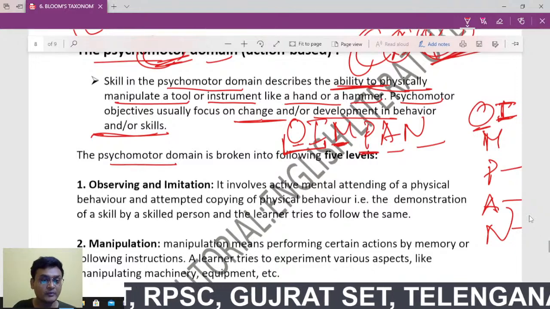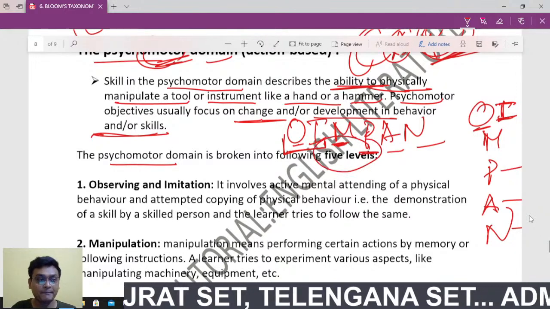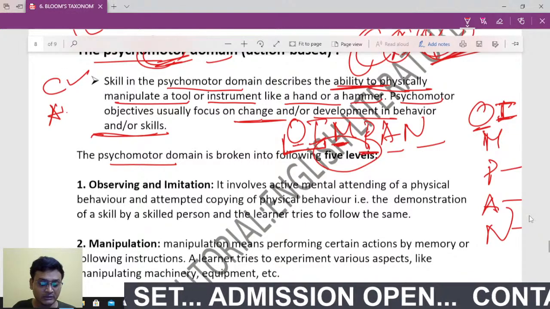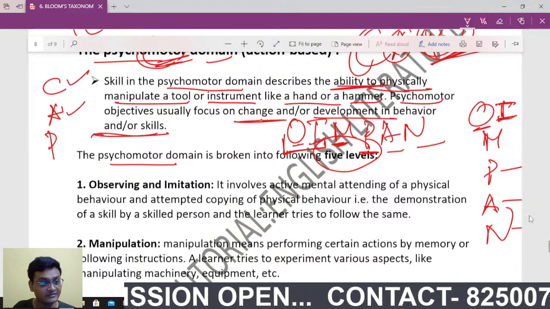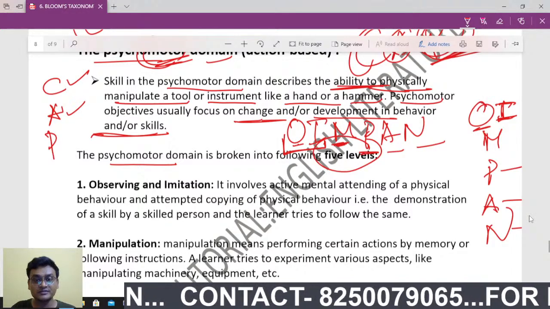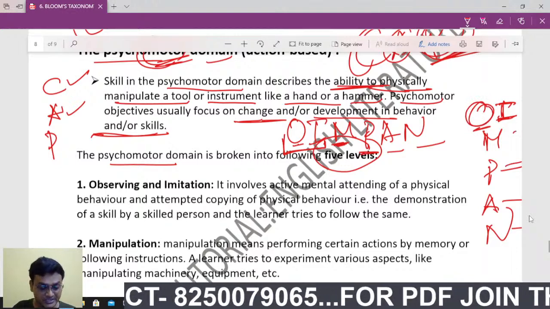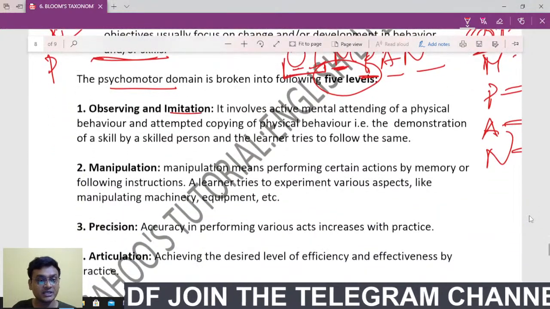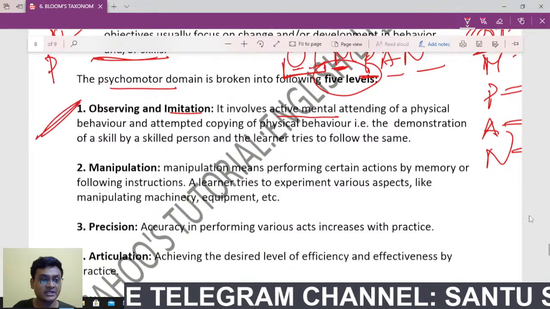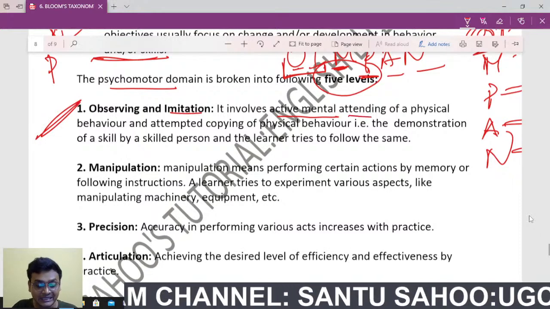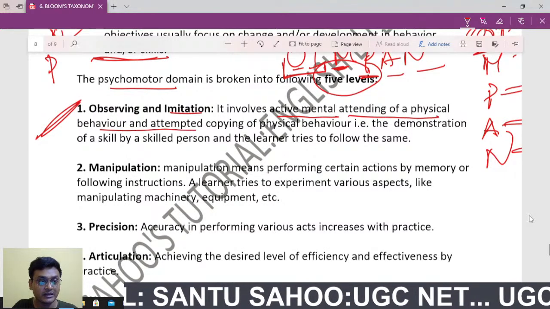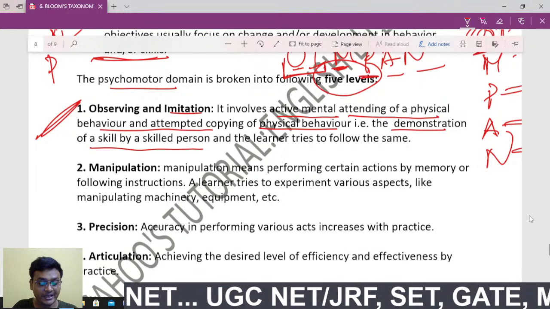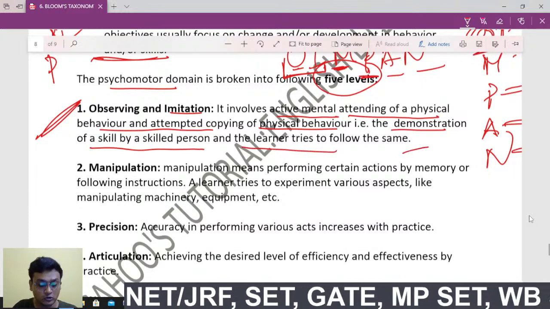The psychomotor domain is broken into following levels. So CAP में भी division था, C में भी cognitive domain में division था, affective domain में भी division था, और P psychomotor में भी division है. Psychomotor में क्या है, O that is observation and imitation, manipulation, precision, articulation, naturalization. And here you see that observing and imitation, it involves active observation and imitation. It involves active mental attending of a physical behavior and attempted copying of physical behavior. That is the demonstration of a skill by a skilled person, and the learner tries to follow the same.